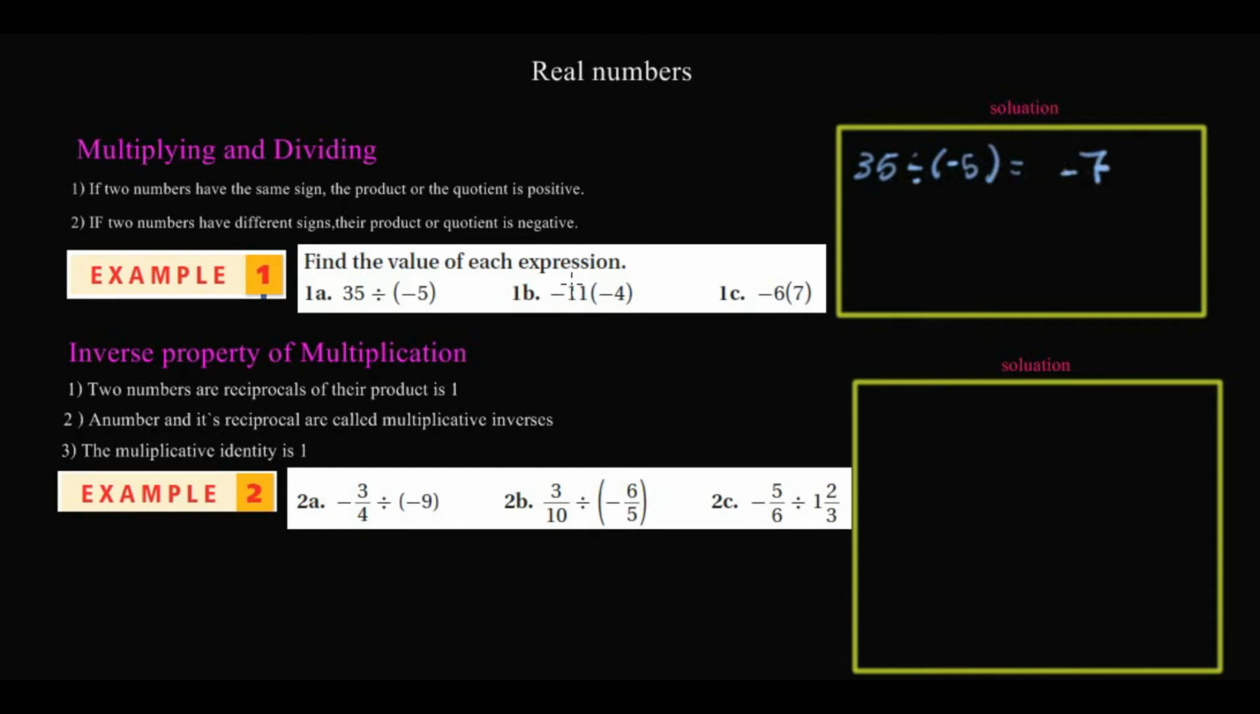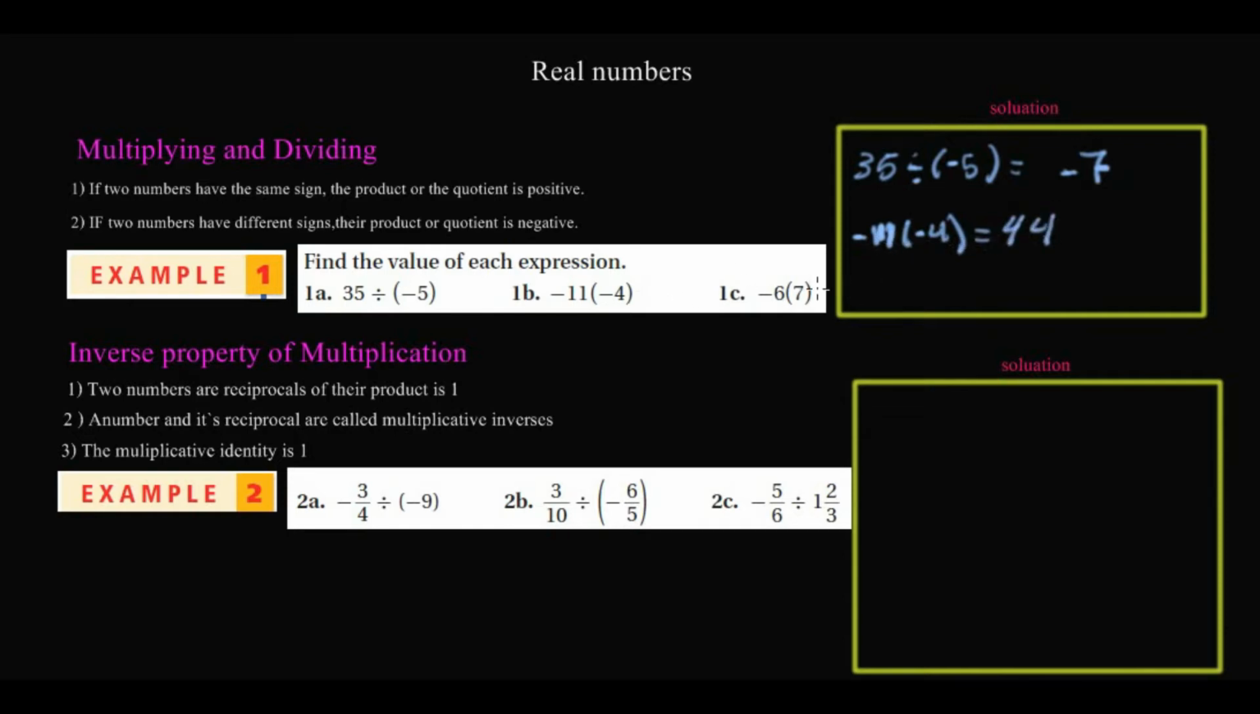The second one is negative 11 multiplied by negative 4. When we have a number like negative 11 and then brackets with negative 4, that means they are multiplied together, because there is no sign between them. Our answer is going to be positive because the first number is negative and the second one is negative, so the two numbers have the same sign. We know that 11 multiplied by 4 equals 44, and the answer is positive.